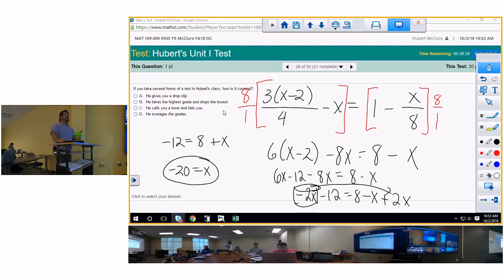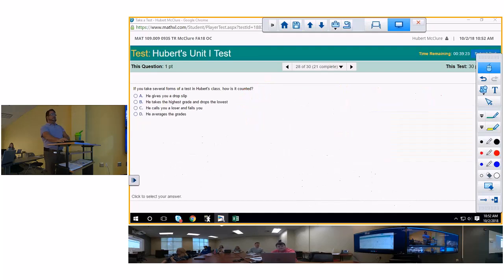Okay, here it is. Here's the question right here. I want everybody to read this question. If you take several forms of a test, meaning a unit test, all right, 3 times, you got 3 forms. How is it counted? He takes the highest grade and drops the lowest.